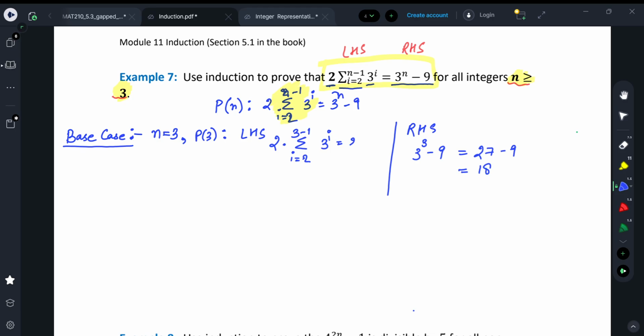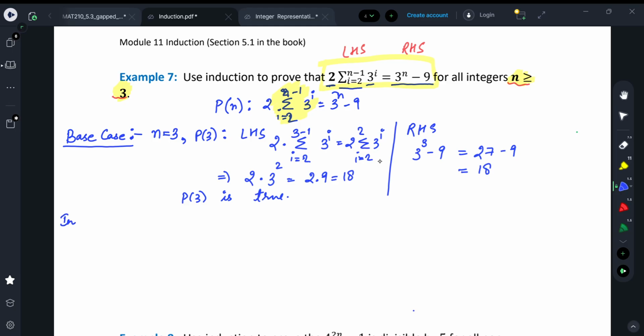Okay, so let's simplify this side. Well, this is just 2 times summation i going from 2 to 2, right? 3 to the power i. Well, that's just one term, which is plugging in i as 2. So I've got 2 times 9, which is 18. And that's what we want. If I give you a proof by mathematical induction, I have a base case and all that stuff. The starting case should work out unless you've done something wrong. So in this case, P3 is true.